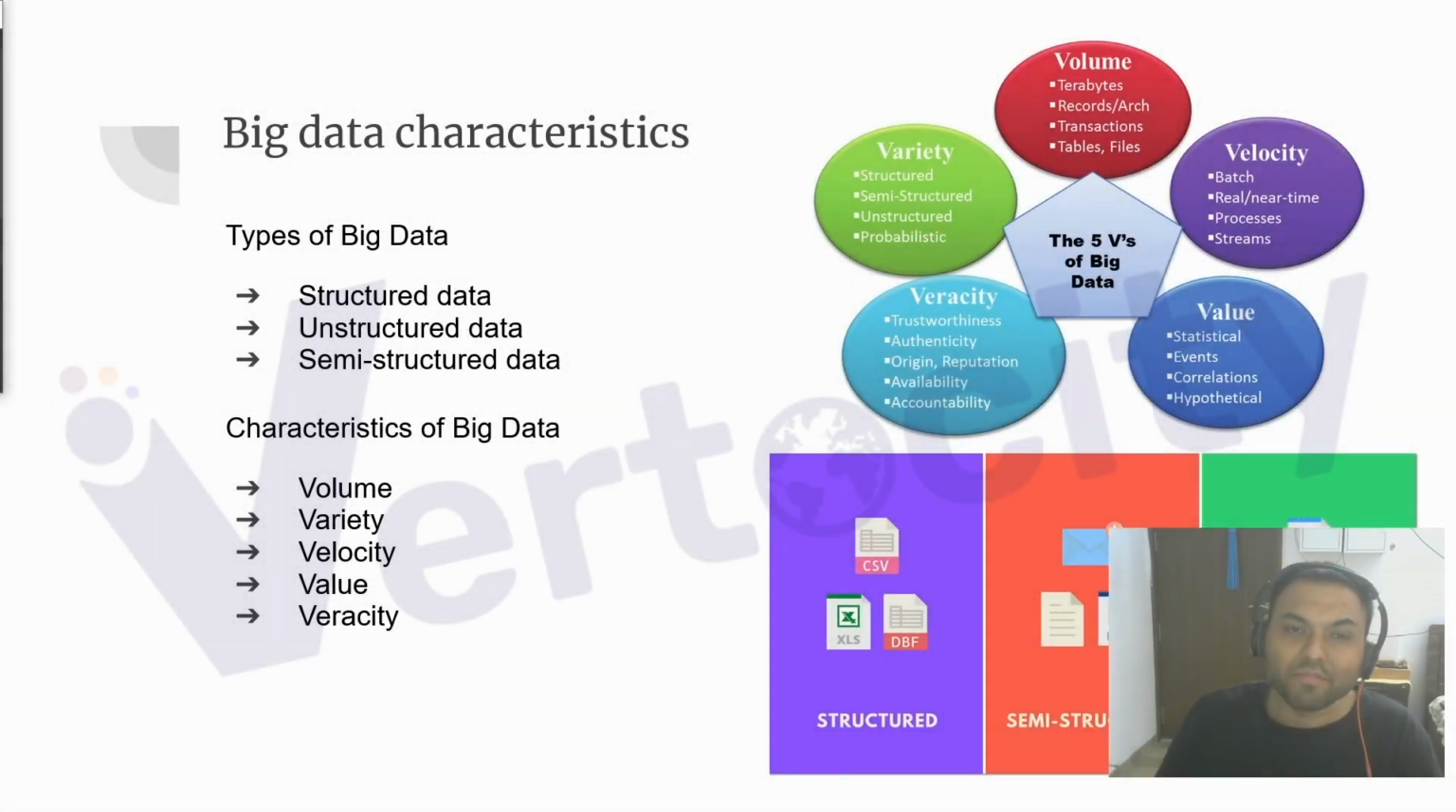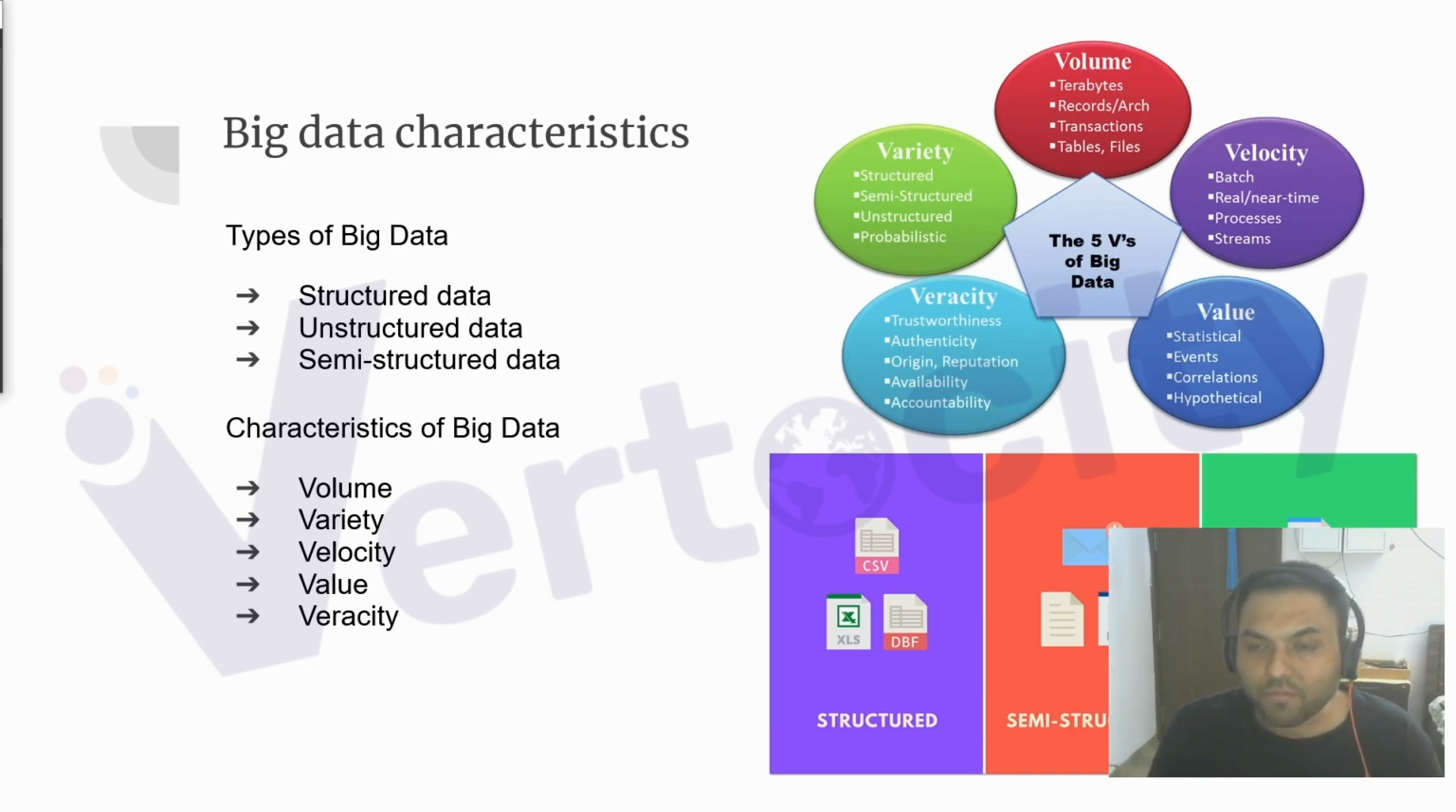Let's look at some of the main 5 characteristics of big data. Now, some people might call it the big 4 V's, or you can define it using the 5 V's of big data itself. And they are namely volume, velocity, variety, veracity, and value.